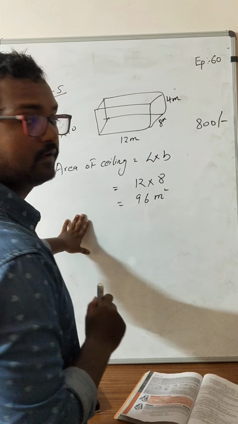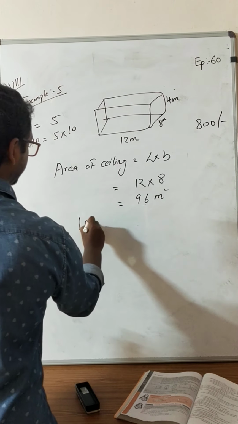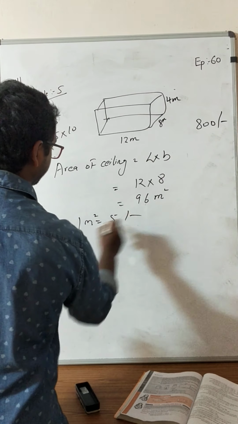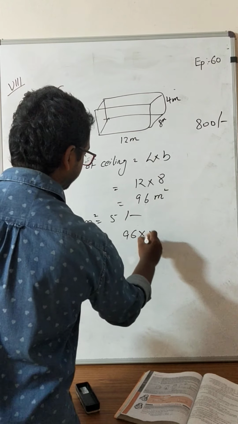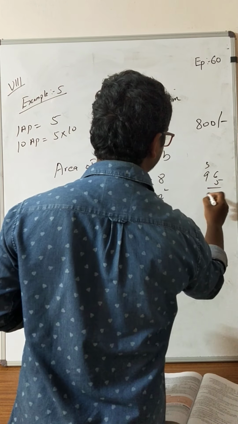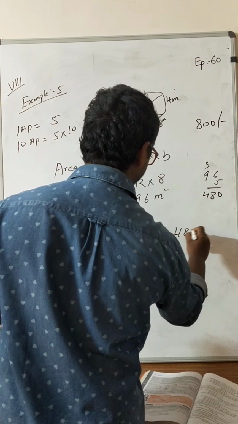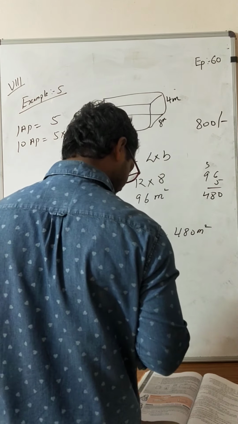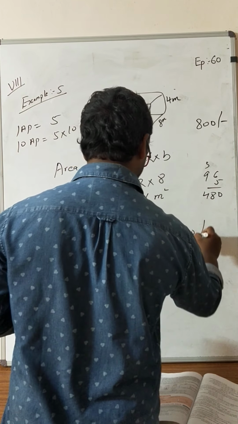Now we have to find how much it will cost for whitewashing this. For 1 meter square the cost is 5 rupees, then for 96 meter square the cost is 96 into 5, which is 480 rupees. The cost for the ceiling is going to be 480 rupees.